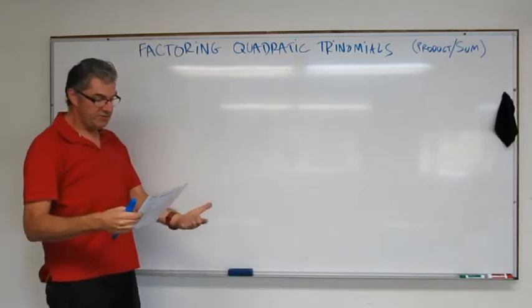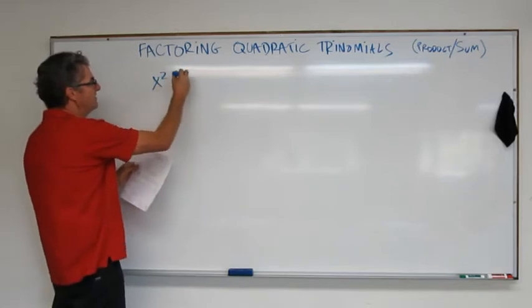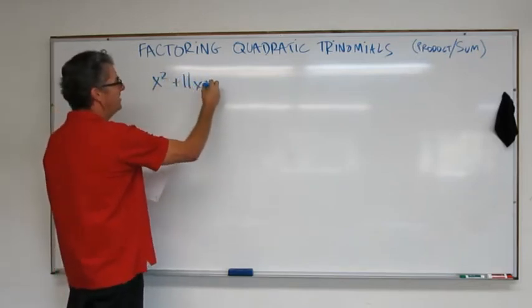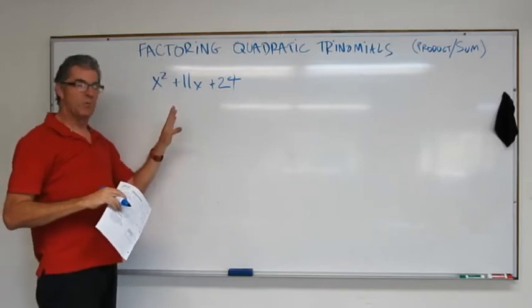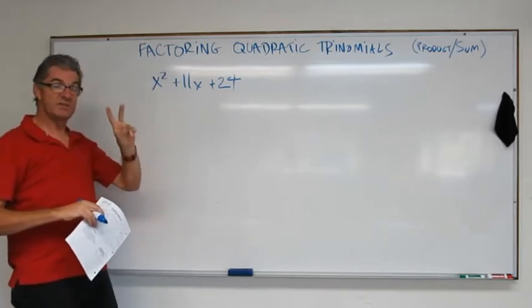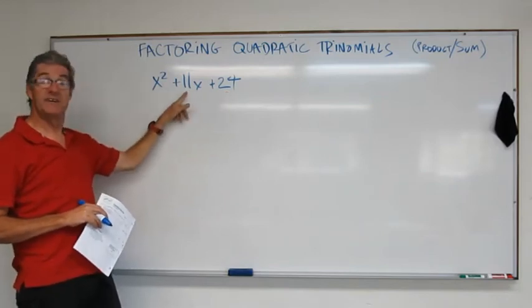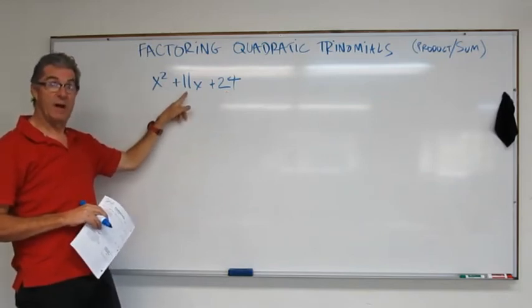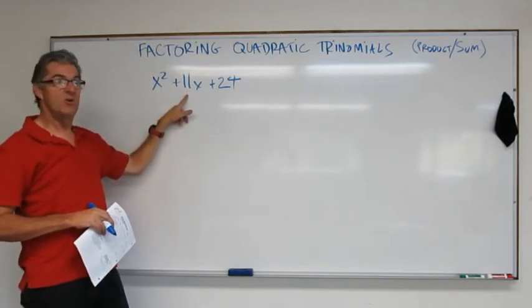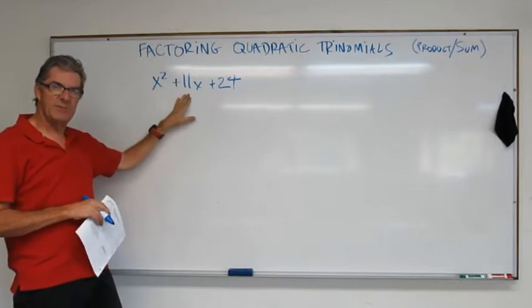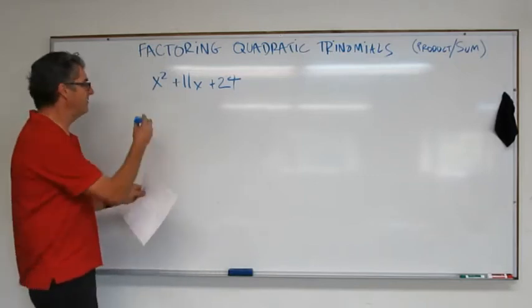Okay, so let's do one of these problems. X squared plus 11x plus 24. So in order to factor this, we need to find two numbers that multiply to 24 but add to 11. I'm going to be very thorough in this, and I'm going to consider all the possibilities. When you get used to these problems, you're going to be able to do a lot of these steps in your head and just go forward.